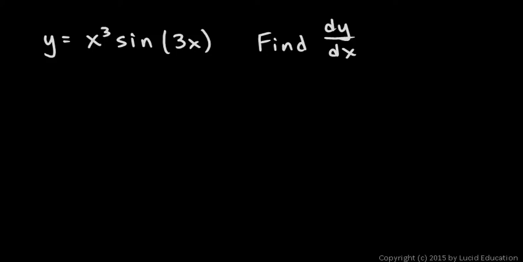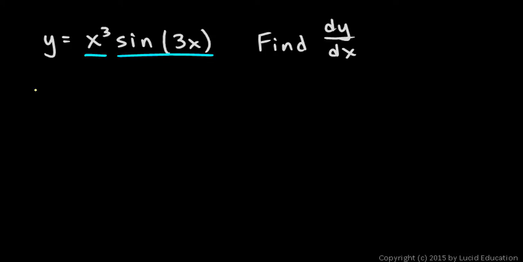In this problem, we're given the function y equals x cubed sine 3x, and we're told to find the derivative of y with respect to x. Now, fundamentally, this is a product, x cubed times the sine of 3x, and the sine of 3x is also a composite function, 3x being the inner function and sine of x being the outer function. So to find the derivative, we need to use the product rule and also the chain rule.